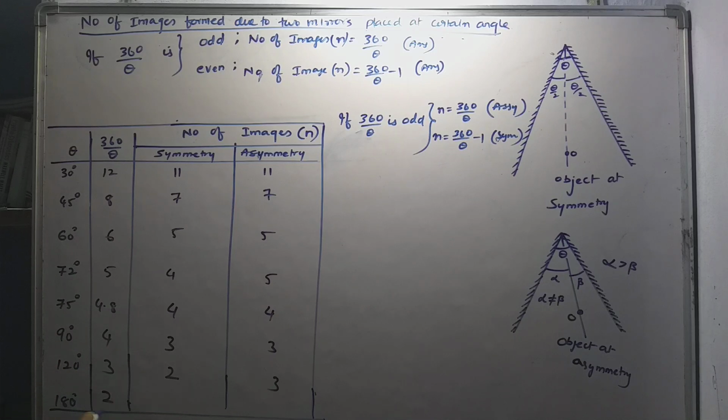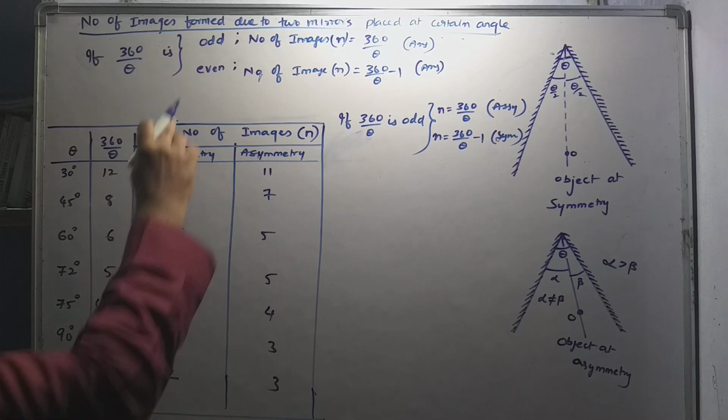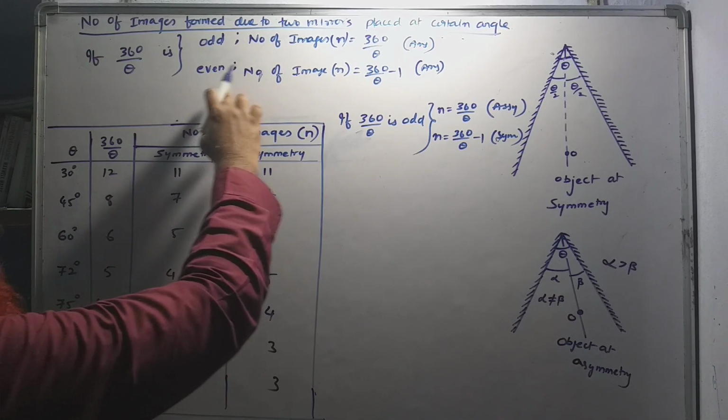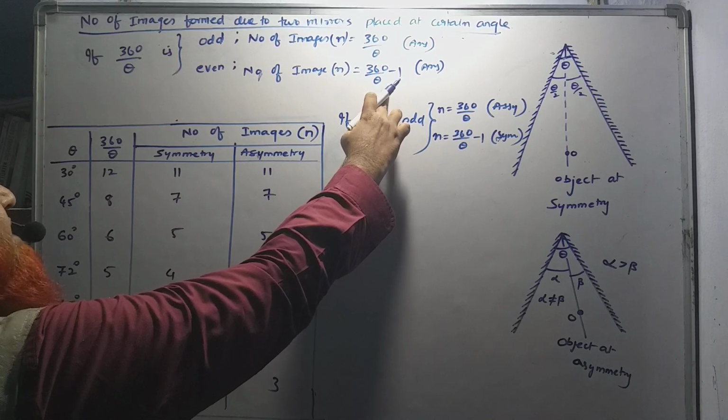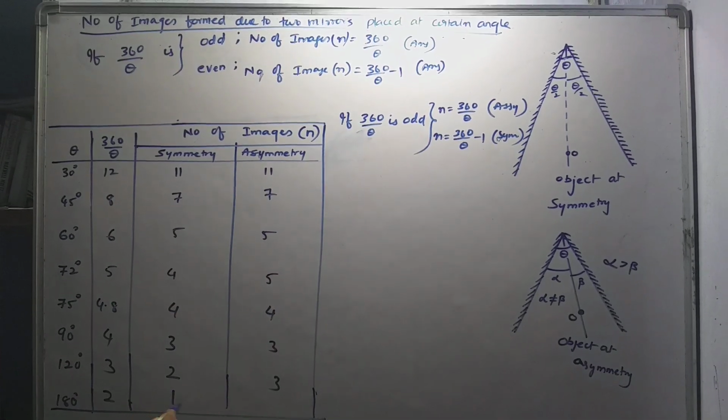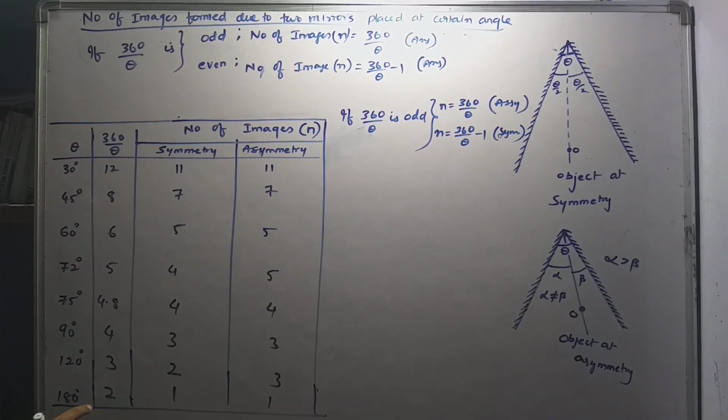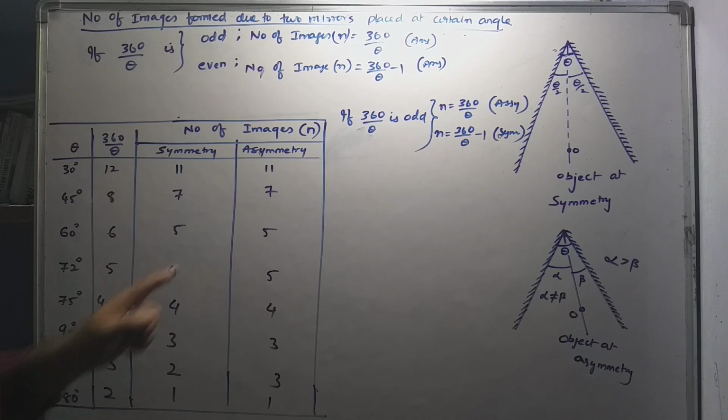So if you divide 360 by 180, the result is going to be 2. According to the condition of even, the number of images is 360 by theta minus 1. So your answer is 1 and 1. I think you understood. Have a good day.